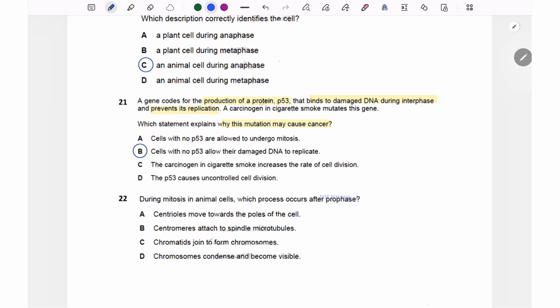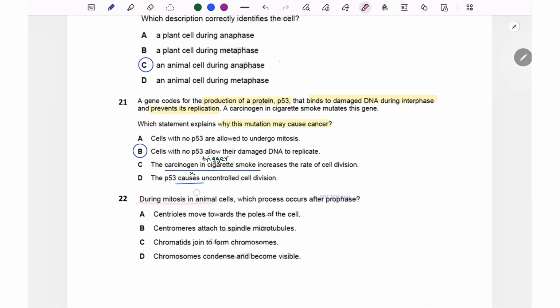Why not the other ones? The carcinogen in cigarette smoke increases the rate of cell division. This is the carcinogen, this is a trigger, but that's not telling you why the mutation may cause cancer. So this is just like the trigger that leads to this. The P53 causes uncontrolled cell division. It does not cause uncontrolled cell division, so that's wrong.